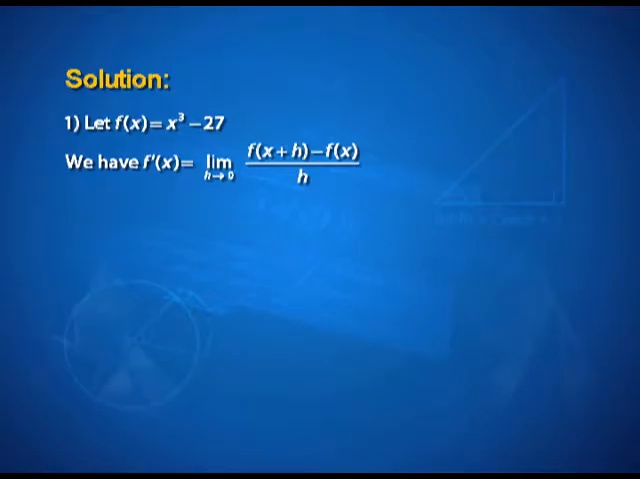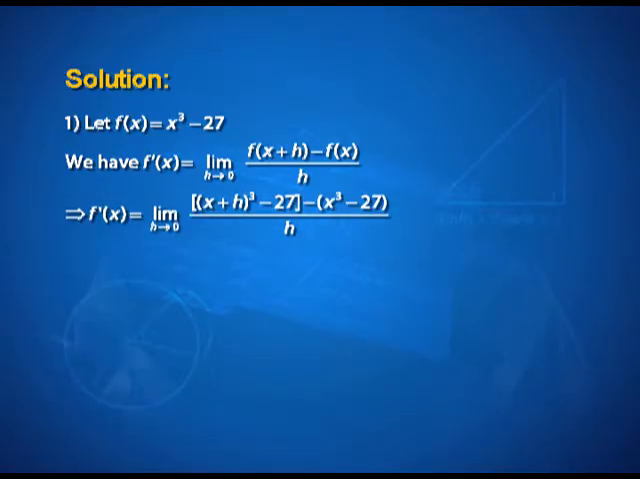Let f of x be equal to x cube minus 27. We have f dash x is equal to limit of f of x plus h minus f of x upon h as h tends to 0. That implies f dash x is equal to limit of (x plus h) whole cube minus 27 minus (x cube minus 27) upon h as h tends to 0.